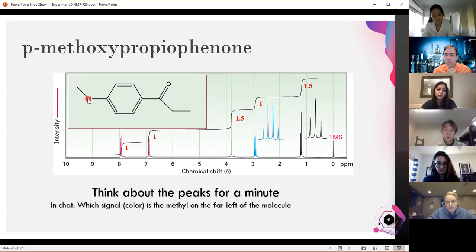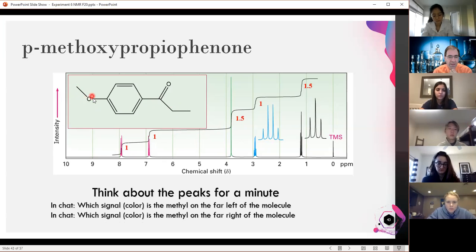Also, it's next to an electronegative oxygen. So it's 1 proton away from an oxygen. This is 2 carbons away. That's only 1 carbon away. So that should shift this downfield, should send it down to the left. So it is the green one. And it's the green one because it's not split, because it has no nearest neighbors, and it's further downfield because it's next to the oxygen. So a lot of information to help us with there.